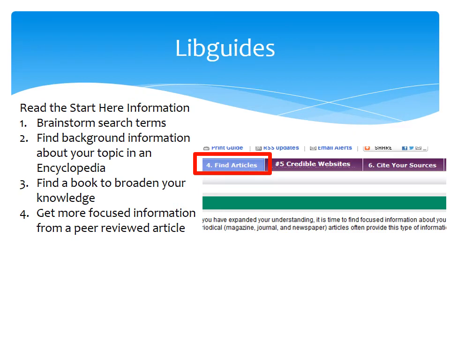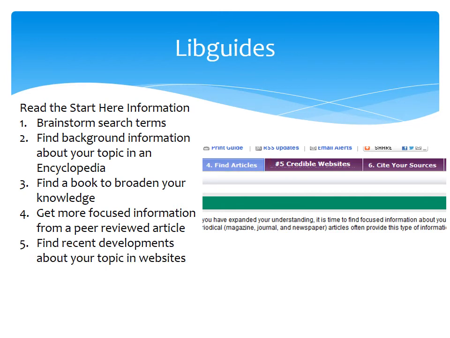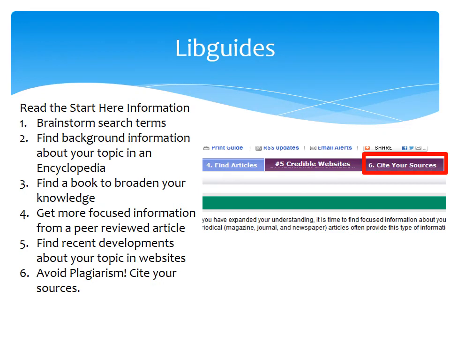You can get more focused information from a peer-reviewed article by clicking on the tab Find Articles. You can find recent developments about your topics in credible websites that are pre-approved for you to use. Lastly, avoid plagiarism by citing your sources. Click on 6, Cite Your Sources, to find information on how to cite your sources properly in MLA format.